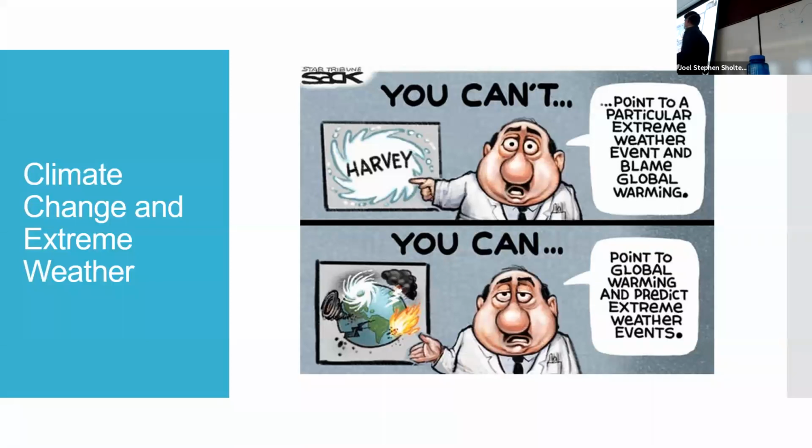So on average, we expect to have stronger hurricanes, right? We expect more rain in a flood event or a big rainfall event. We expect more fires, more drought, that sort of thing. So things are becoming more extreme in terms of weather or climate.